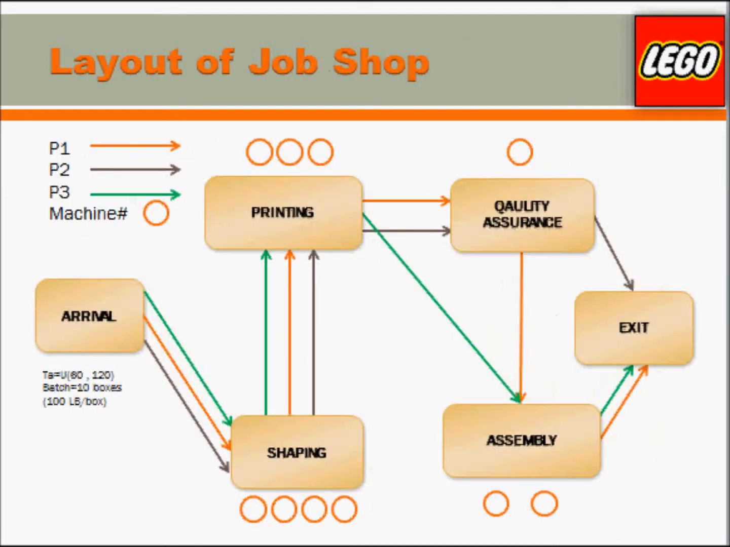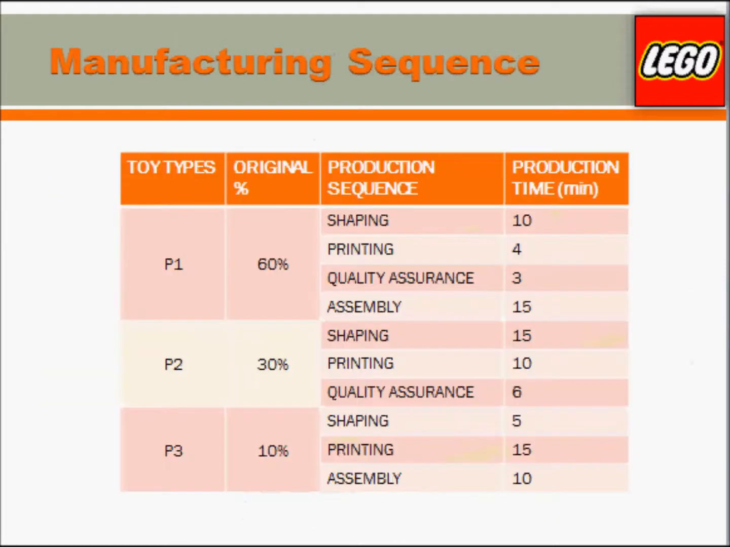This is the general layout of our job shop model. 3 lines of different colors represent 3 different production processes, and the number of circles represents the number of machines at each station. The process time at each station will be decided based on the production type. In this chart, we list the production process of each product type and its original allocation. The numbers in the 4th column indicate the production time at every step for the 3 types of products.